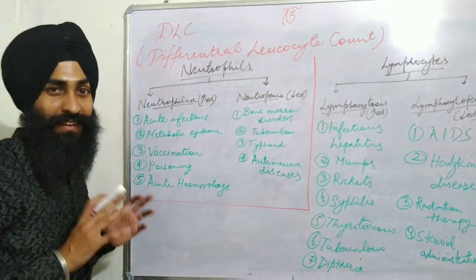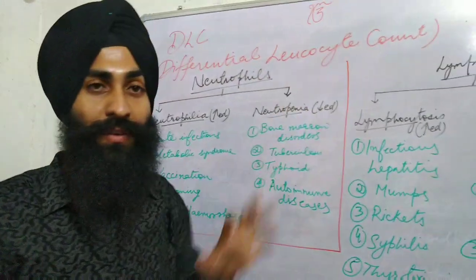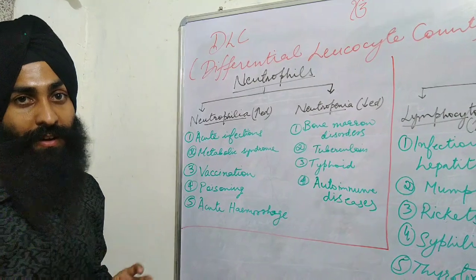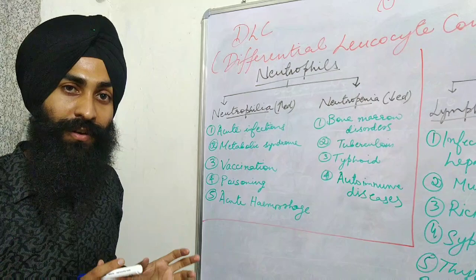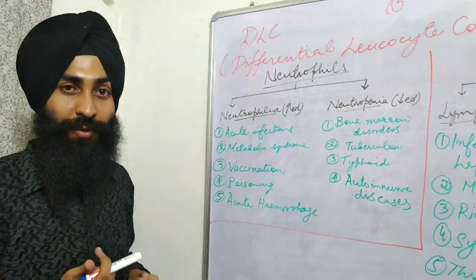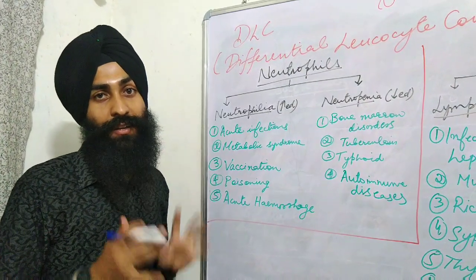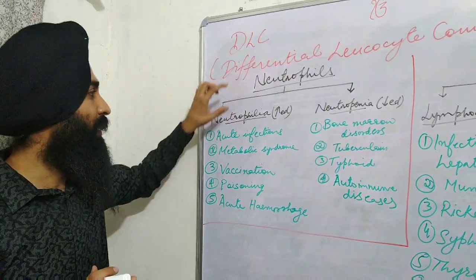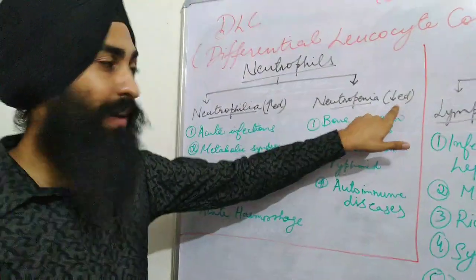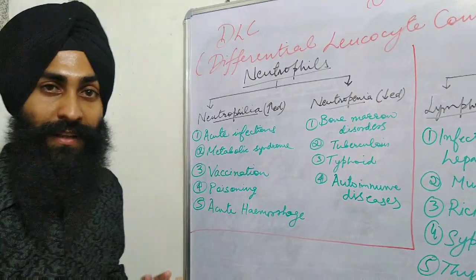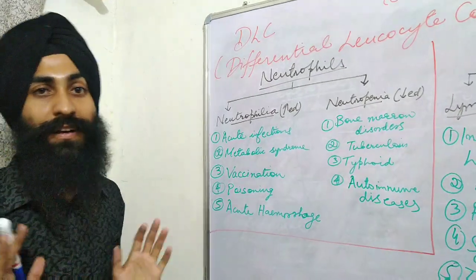Now after TLC, let us move to DLC. DLC is differential leukocyte count, in which we see the cell counts of different types of WBCs. As we saw in the earlier video, there are 5 types of WBC: neutrophils, lymphocytes, monocytes, basophils and eosinophils. Now neutrophils. If neutrophils are increased, the condition is called neutrophilia, and if they are decreased, the condition is called neutropenia.